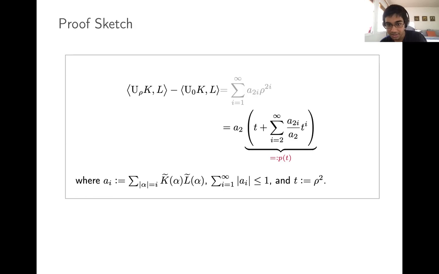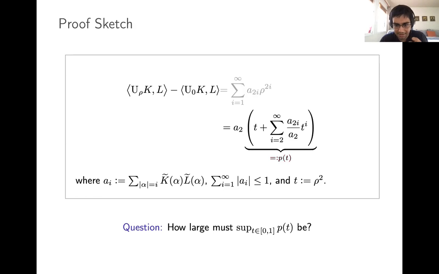The linear coefficient is 1. And the sum of the absolute values of the coefficients is bounded by 1 over A2. This is a consequence of the fact that the sum of the absolute values of the AIs is bounded by 1. And this new variable t is nothing but rho squared. So we've just reparameterized this to make things slightly easier for us.